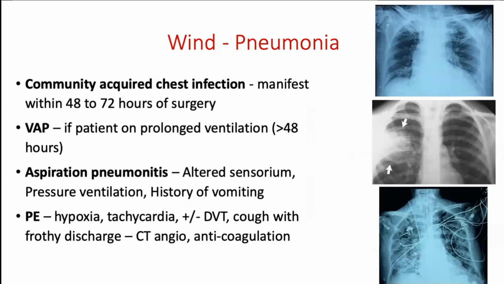If it is manifesting, then it can be termed community acquired chest infection, or it may be VAP if the patient was on prolonged ventilation for more than 48 hours post surgery. It can be ventilator associated pneumonia also. Or if the patient was in altered sensorium, or pressure ventilation was used in the post operative period, or there was history of vomiting in a state of, say, partial consciousness, or the patient was not in full GCS, then there can be aspiration pneumonitis also.